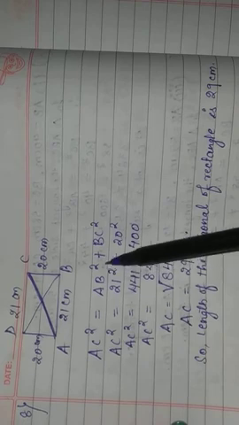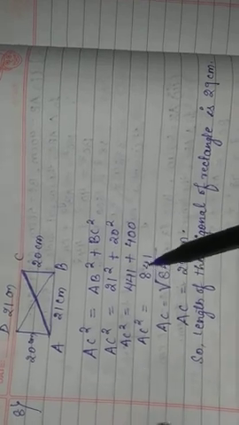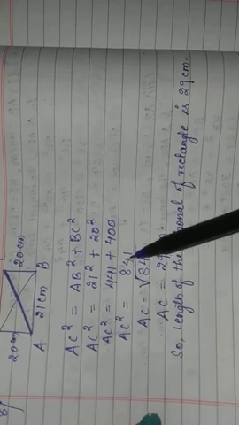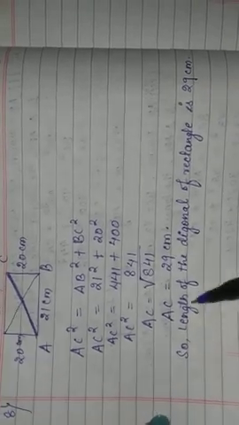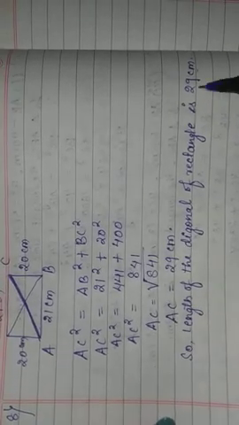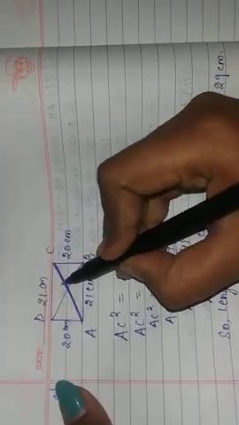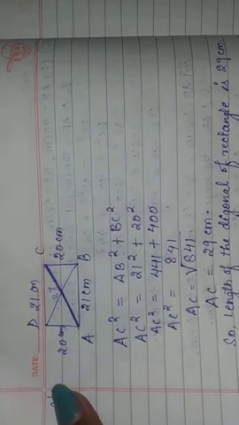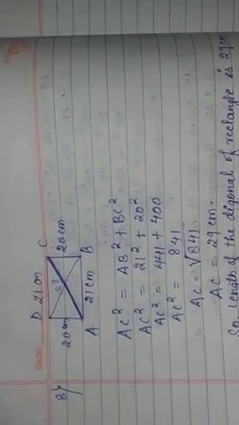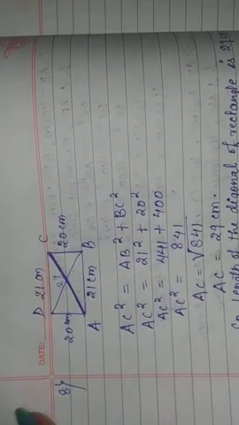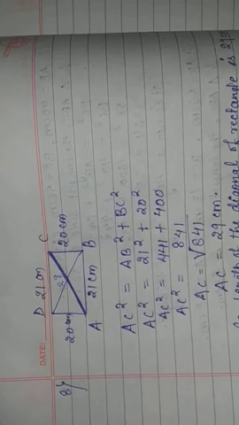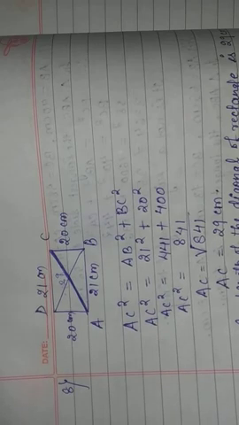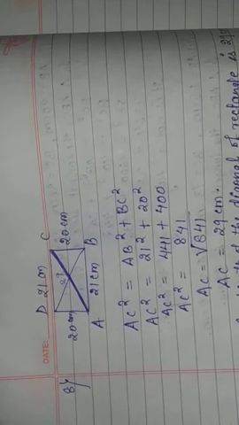So 21 square plus 20 square is equals to 441 plus 400, 841. The square root of 841 is 29. So the length of the diagonal of the rectangle is 29. 29 is what? This portion, this one. By adding the squares of these two values, 21 square plus 20 square, you will be able to get the diagonal of this rectangle.